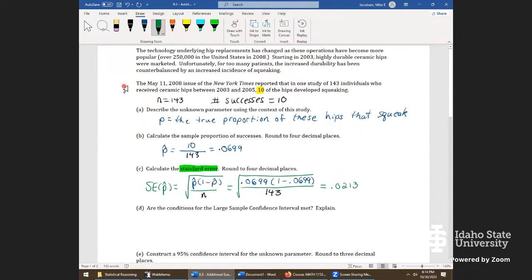And first thing I'd look for is any information they might give us on randomization. Here it says, New York Times reported that in one study of 143 individuals, 10 of them developed squeaking. All I know is this came from a study. They didn't cite the study. I don't know if it's a random sample or not. Let's all say what we did before in the prior problems. We just don't know. So I'll say here, and I always use a different color pen, only because this is not the major part of the conditions, but it's still something we should write. I'll say here, it's not known.